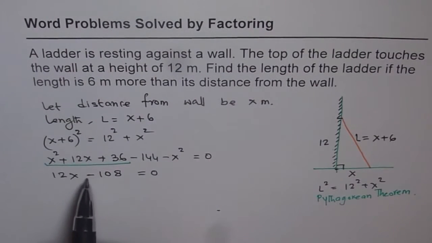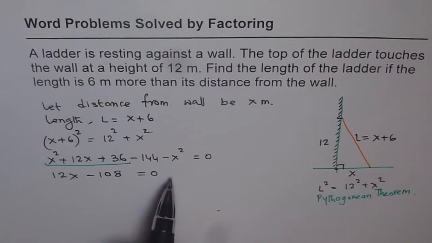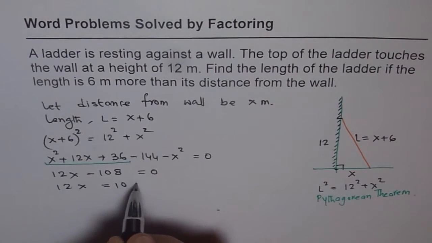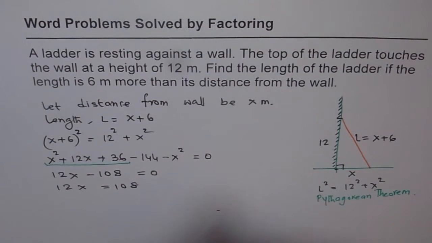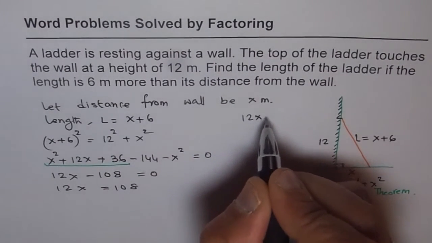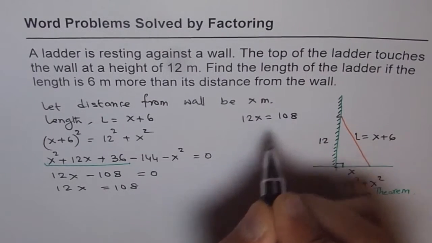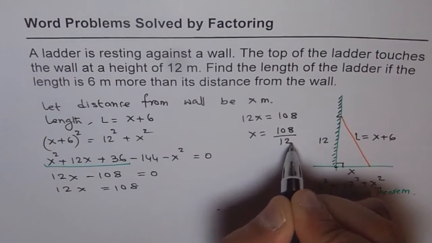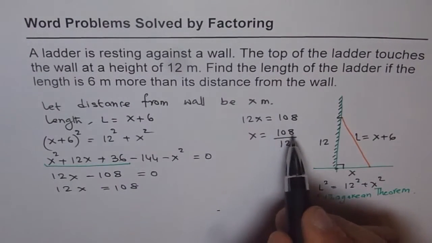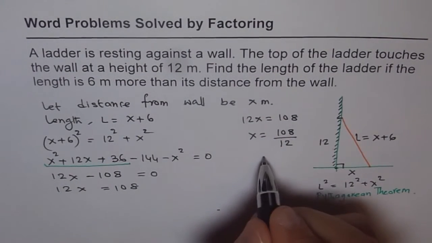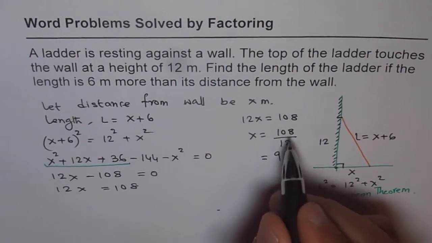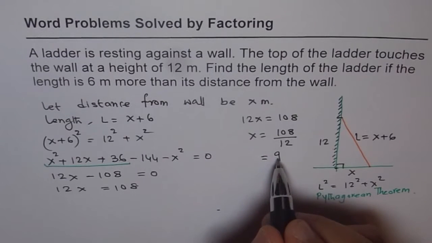Now to find x, we can add 108 on both sides. So we get 12x equals 108, or x equals 108 divided by 12. So you can use your calculator, divide 108 by 12, right? So if you do that, you get what? 9, right? So 12 times 9 is 108. So you get x equals 9.